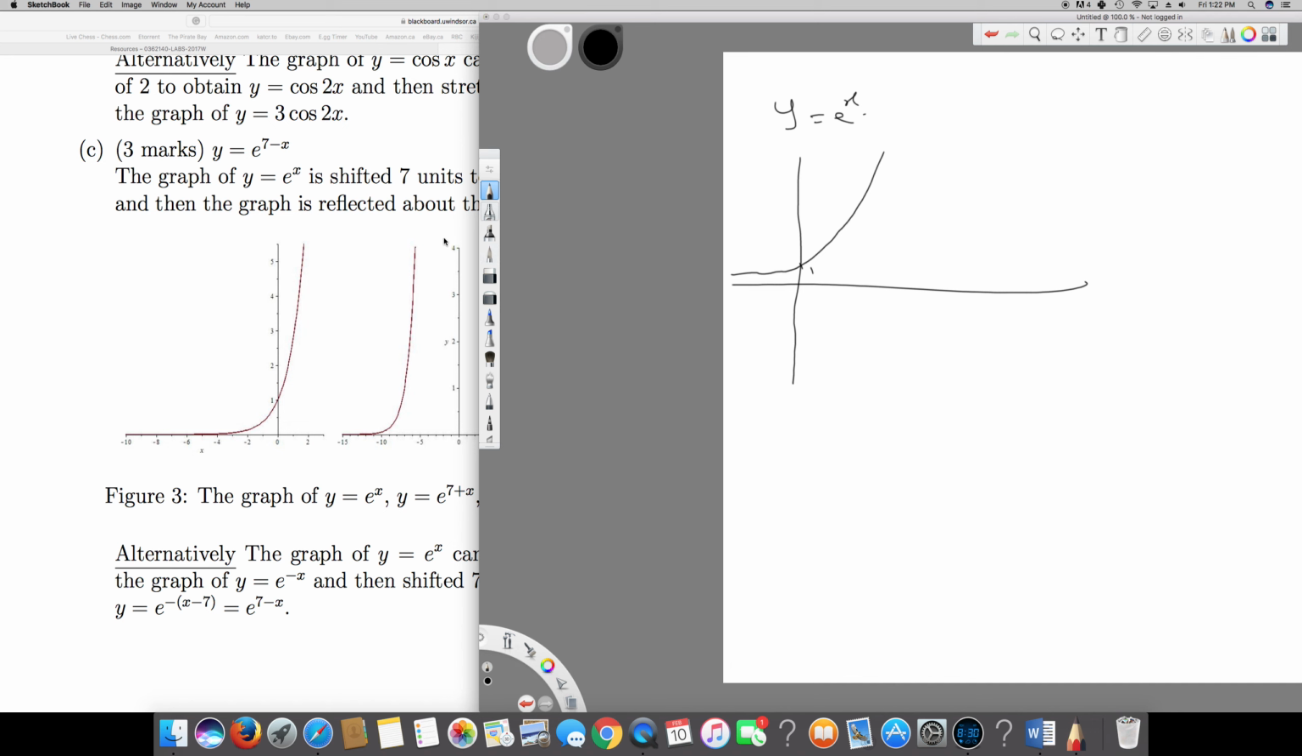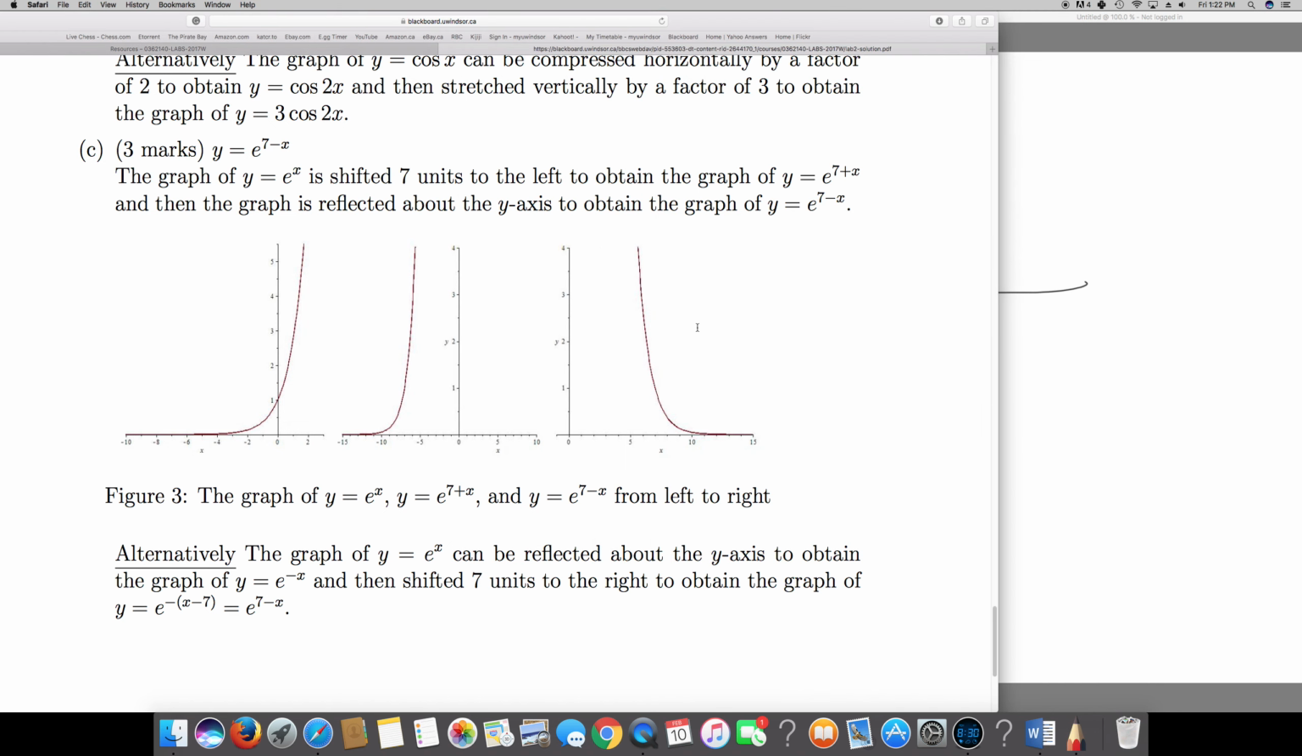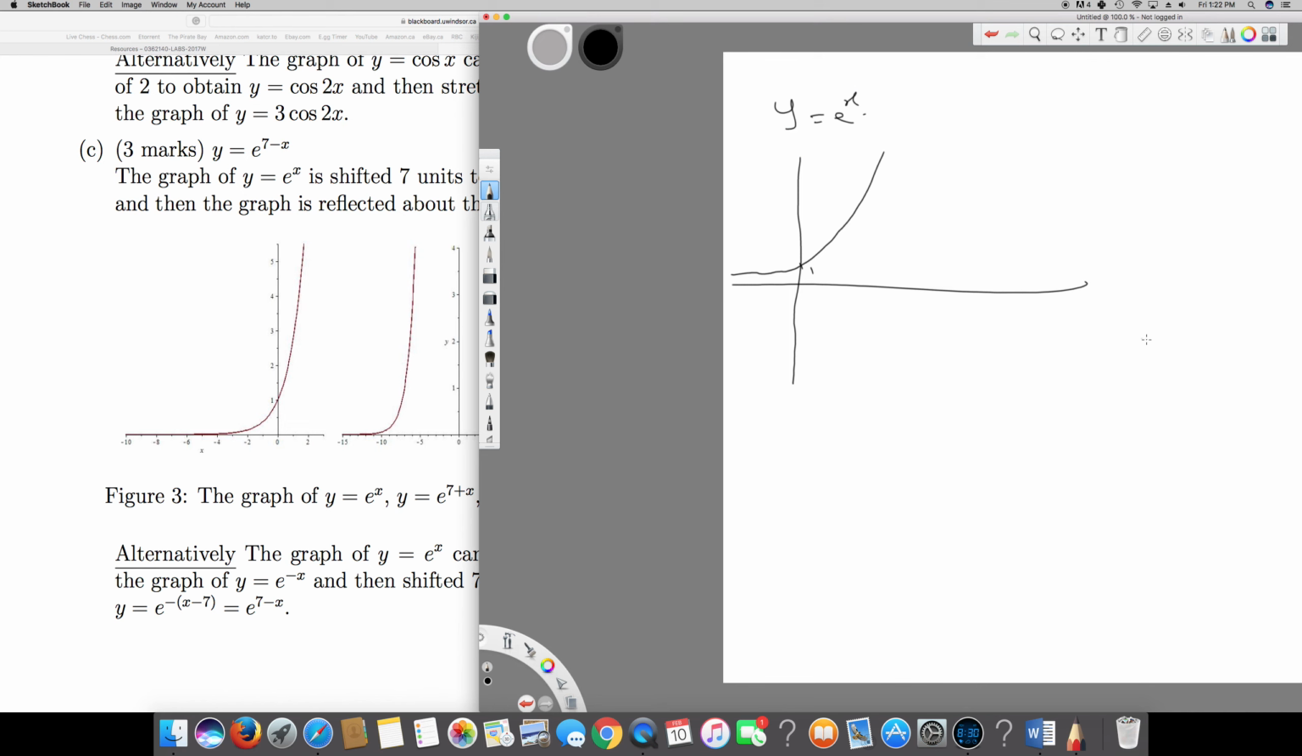So if you look at this, they're saying it's e to the power of x. The question is e to the power of 7 minus x. So we know the e to the power of x graph, but they are asking e to the power of 7 minus x. Now I have to rearrange the equation, because this equation doesn't look nice to me. With e to the power of x, now it's 7 minus x, it doesn't look quite right, because I wonder how much it is shifted, and we couldn't figure it out, right? So I'm going to rearrange the equation.